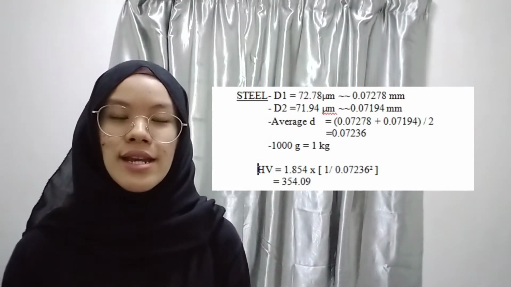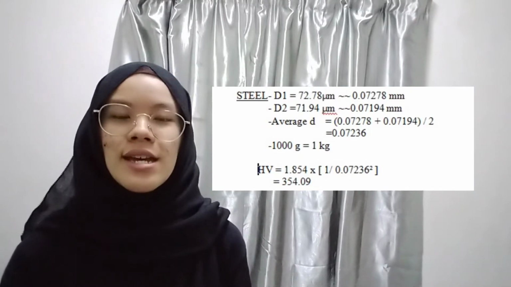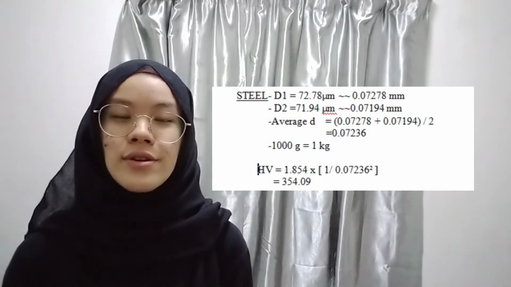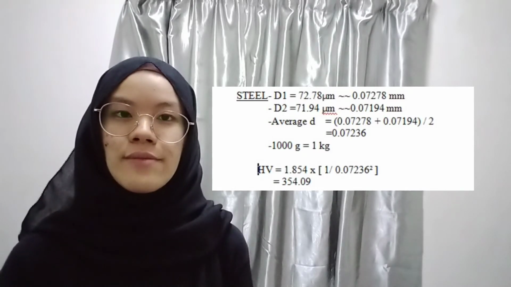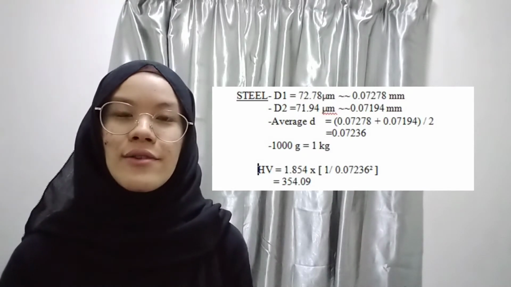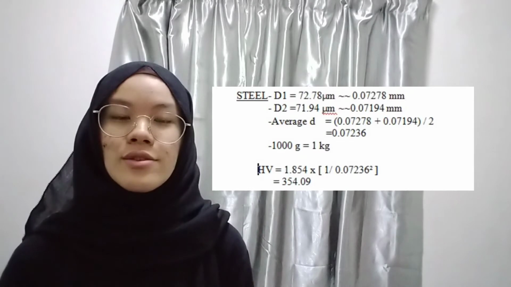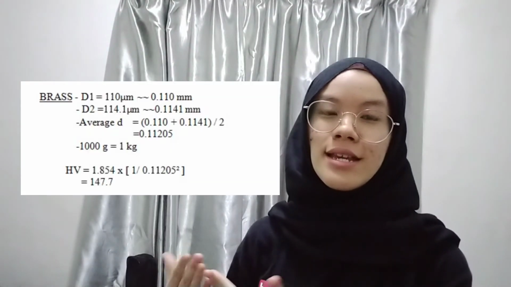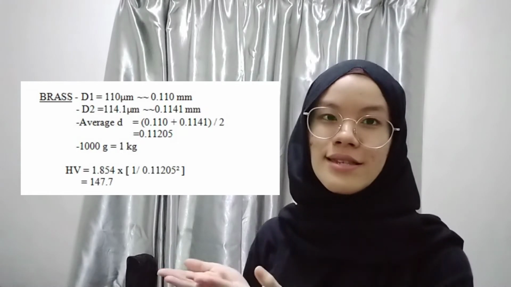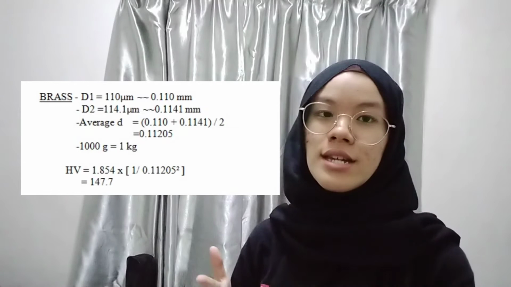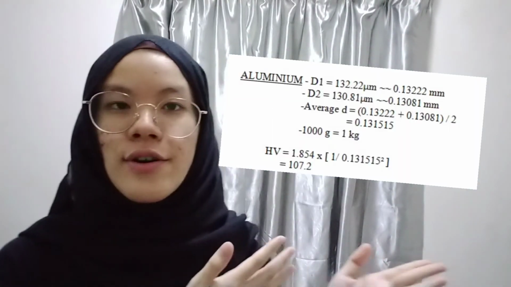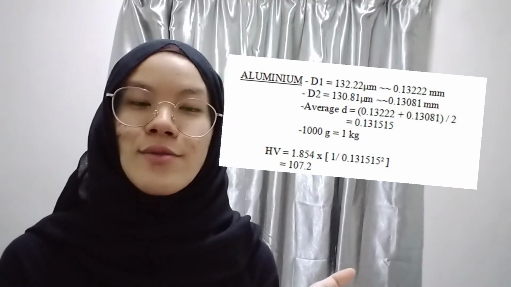For D1 and D2, we need to find the average. Then the unit for D1 and D2, which is micrometres, we need to convert to mm by dividing by 1000, and for the load of 1000 g we need to convert it to kg. So this is how we calculate the hardness value for the sample of brass. It's just the same as before, we just need to change the values. So this one is the hardness value for aluminium at 1000 g.